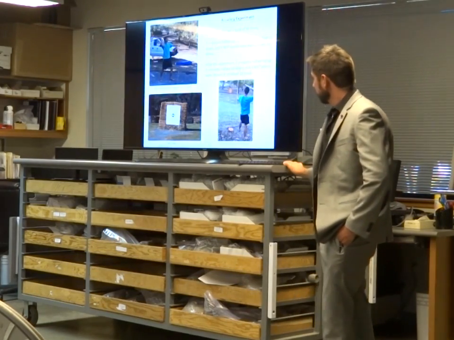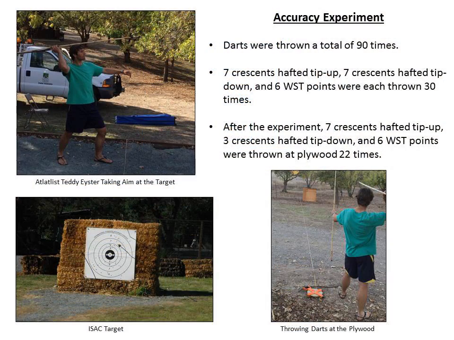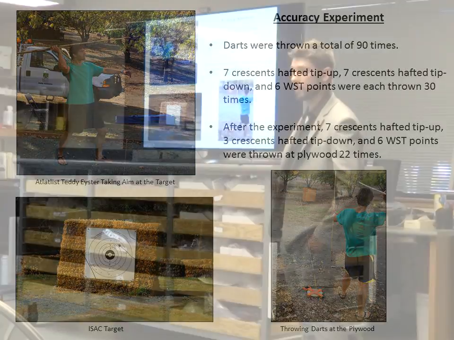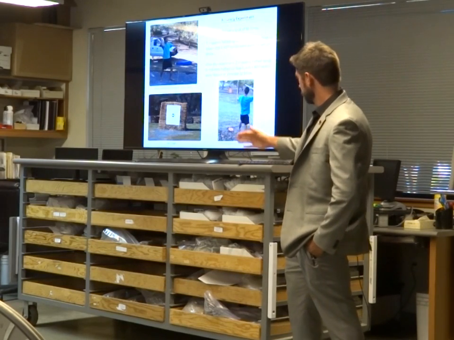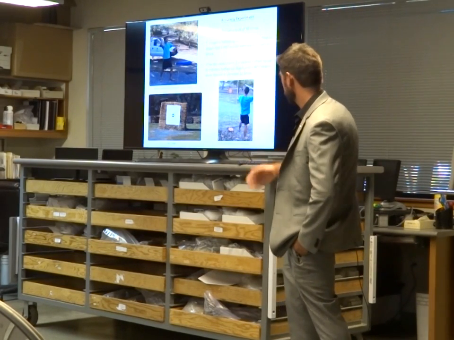For the accuracy experiment, darts were thrown a total of 90 times from 15 and 20 meters. We followed the same rules of the ISAC tournament contest. 7 crescents tip up, 7 crescents tip down, and 6 western stem points were each thrown 30 times. Then you count and mark your score.